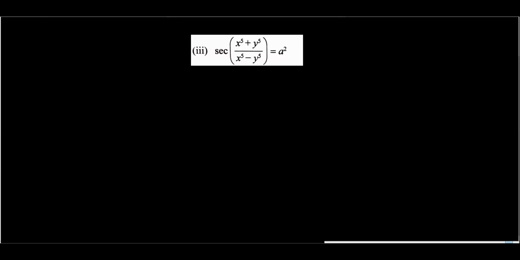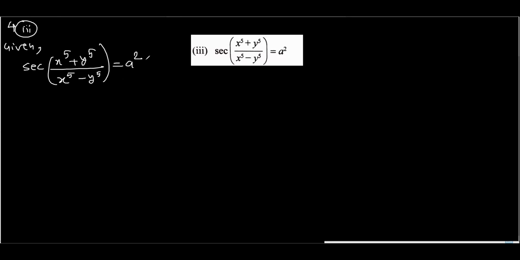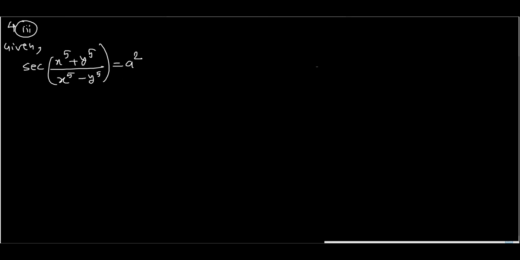So I'm starting with the solution of question number 3 from the 4th. See, what am I given? I'm given sec of (x^5 + y^5)/(x^5 - y^5) equals a square. And what we have to prove, students? To prove that dy by dx is equal to y by x.